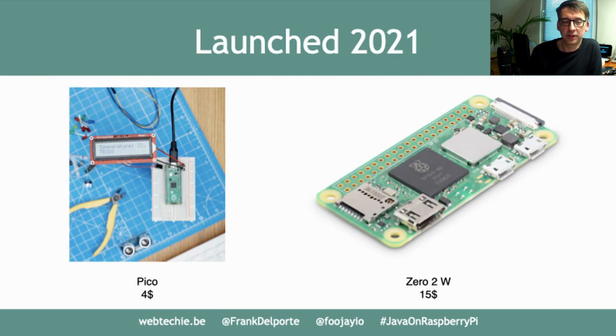Now in 2021, two new boards were released. The first one is the Raspberry Pi Pico. That's right, the price you see on this slide is correct, it's $4. So it's not a PC, it's a microcontroller. You can compare it with an Arduino. That's the kind of things you want to do with it.